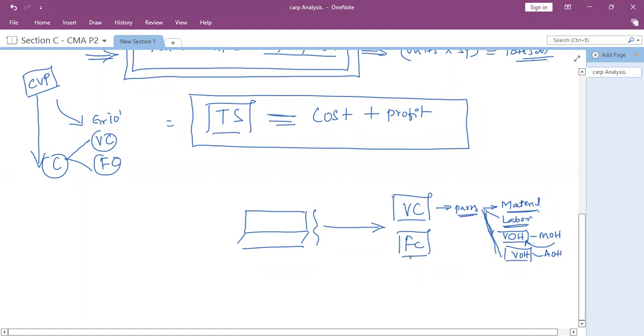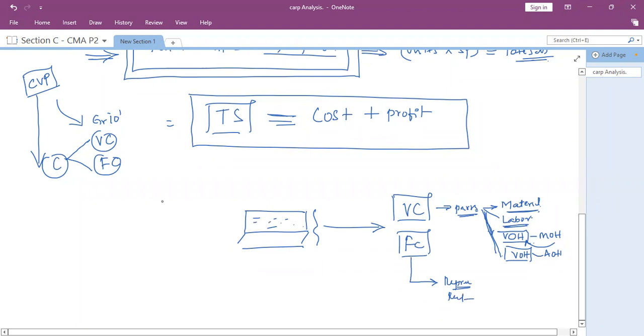Now, what should be an example for the fixed cost according to you? Two examples you can give. Depreciation of machine. Rent.